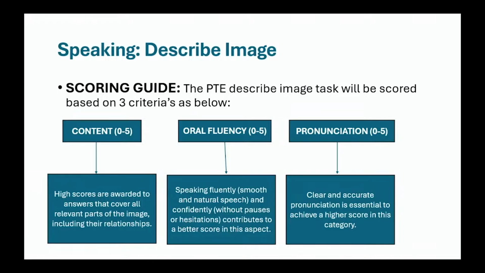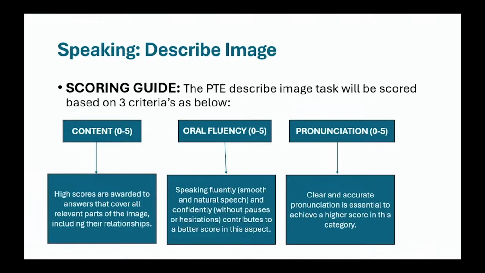Your scores are based upon 3 different parts. First is your content, then your oral fluency, and your pronunciation. The minimum score for content is 0 and the maximum is 5, similarly for your oral fluency and your pronunciation as well. In terms of content, how are you going to get high points? High scores are awarded to answers that cover all important aspects of the image, including the relation. So you have to provide the conclusion as well.